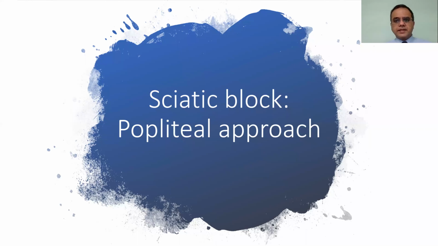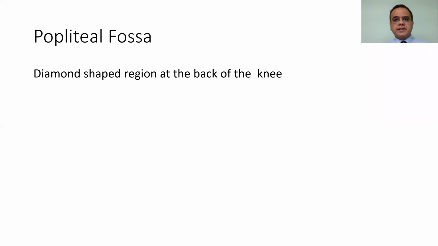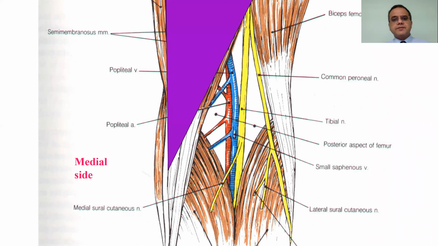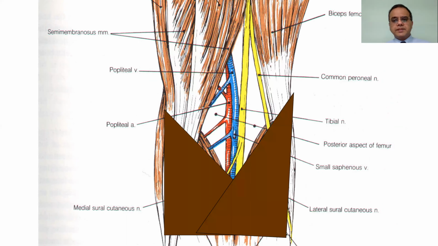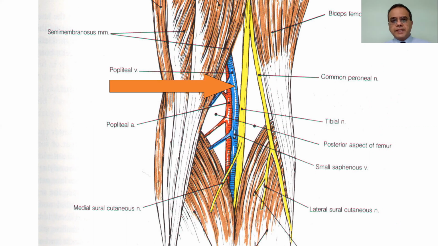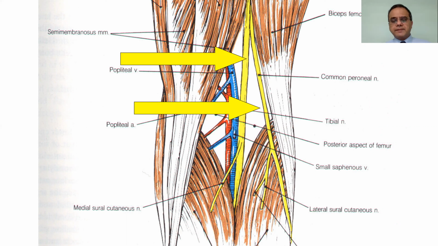And the last approach is the popliteal approach to the sciatic nerve block. Now, popliteal fossa is a diamond-shaped region at the back of the knee. The superomedial boundary is formed by the semimembranosus and the semitendinosus muscles. The superolateral boundary is formed by the biceps femoris muscle, and two heads of the gastrocnemius form the inferomedial and the inferolateral boundary. And in the popliteal fossa, you have the popliteal artery, popliteal vein, and the two branches of the sciatic nerve, tibial as well as the common peroneal nerve.